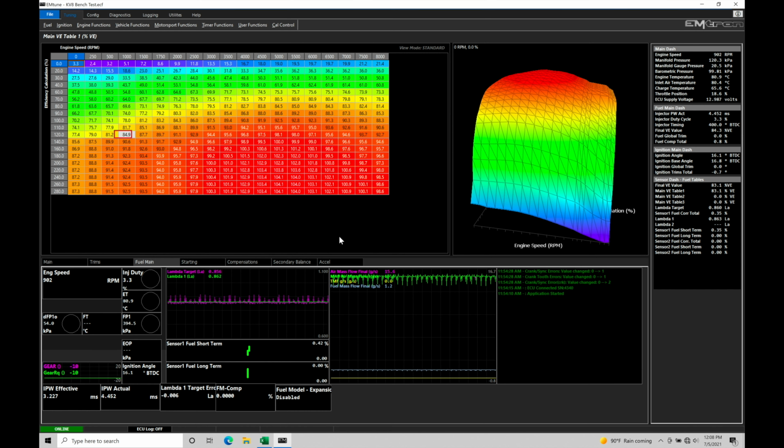Now, what we're going to do here is first begin the video talking about our long-term fuel trim control, and how it has a place or a purpose within the operation of the Emtron. Do we want to use it? Do we not want to use it? Well, we need to understand what the purpose is so we can make that decision if you want to integrate it into your fuel calibration process.